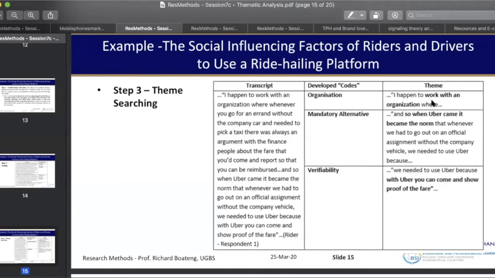Where did we see them? We saw it here, we saw it here, we saw it here. This is not theme naming, this is theme searching. So you see, try to locate where you saw these things. That's why we are highlighting that. We are highlighting all of these.